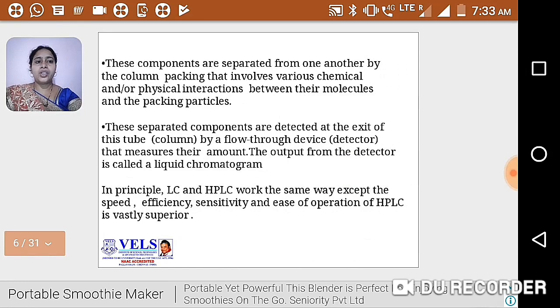These components are separated from one another by column packing that involves various physical or chemical interactions between their molecules and the packing particles. These separated components are detected at the exit of this tube by flow through device, that is detector, that measures their amount. The output from the detector is called as liquid chromatogram. Except for the speed, efficiency, sensitivity, and ease of operation, HPLC is vastly superior to LC.